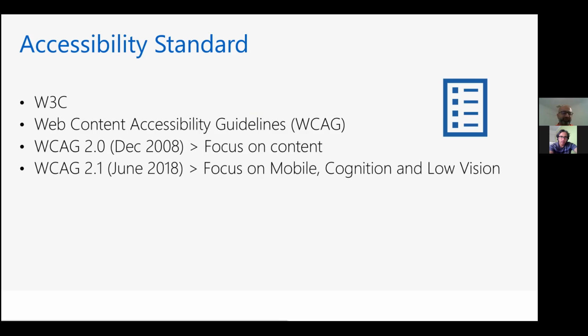In WCAG, we have two versions. One was WCAG 2.0, which was released in 2008. The latest one is 2.1, which was released in 2018, and it focuses on mobile and smart devices, cognition, and low vision. It doesn't mean these are progressive, or that after WCAG 2.1, WCAG 2.0 is deprecated. 2.1 is on top of 2.0, so if we achieve 2.1, we will also be achieving 2.0.